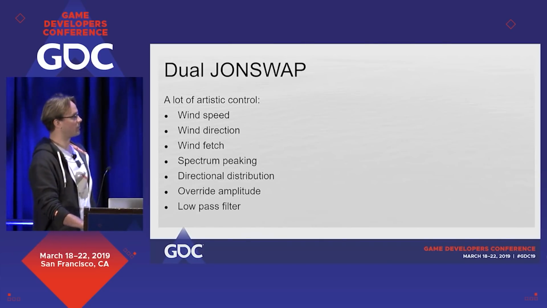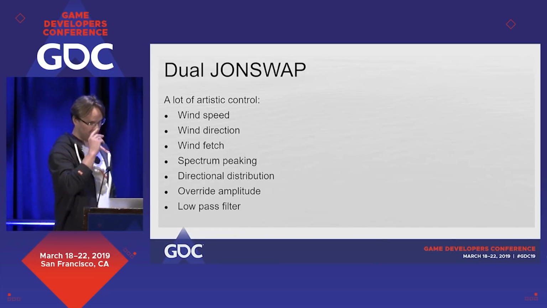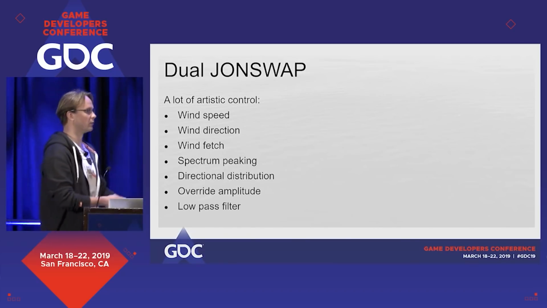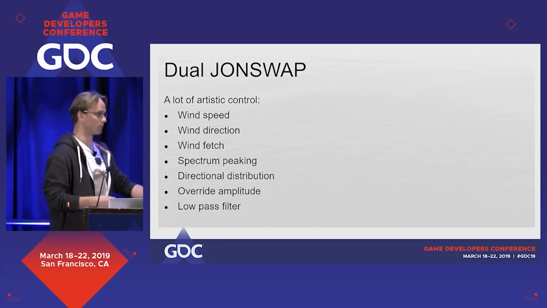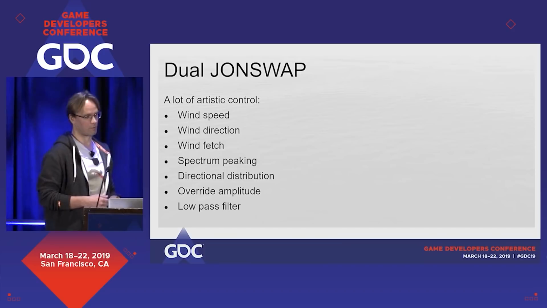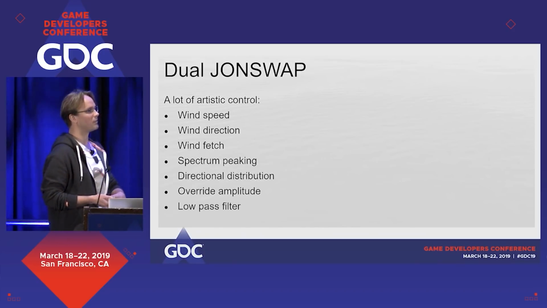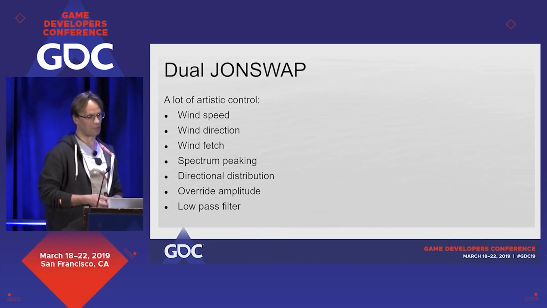Now, these JONSWAP spectra allow a lot of artistic control compared to Phillips spectrum. So it's wind speed, wind direction, wind fetch. This is the parameter that defines how long the wind was blowing over the ocean surface, or how big was the area that the wind was blowing over. Then the spectrum peaking that tells us how dominant are the dominant wavelengths, so that the peaks, the wave tops are more pronounced.